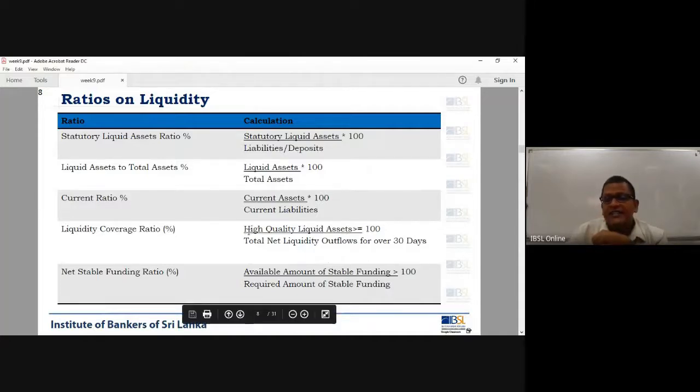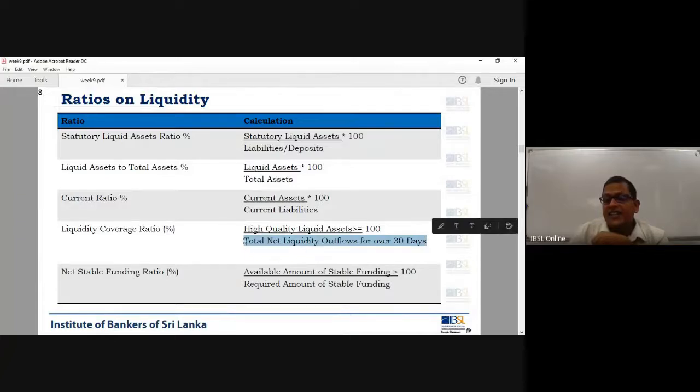So the whole idea is that the bank has to forecast the net liquidity outflow for the next 30 days, and based on that they have to maintain the high quality liquid assets. Normally the required percentage is 100% or more. So they have to maintain the liquidity coverage ratio at 100% or more. In Sri Lanka, of course, the industry average is nearly 150 to 200%. These days they are having a higher liquidity coverage ratio.